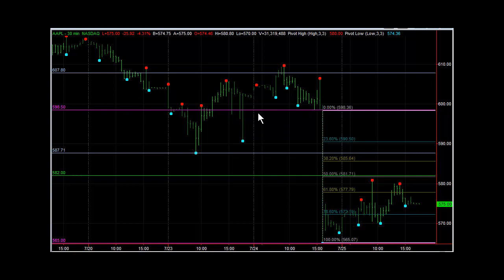This purple line right here is not the close, but the low of Apple on July 24th. This was before earnings came out, and then after earnings came out, it just tanked. And this purple line down here is the intraday low before the actual market open, so this was pre-market or post-market trading. It did make a low of $565. So it went from $598.50 down to $565. So that was the post-market, pre-market low of the session.